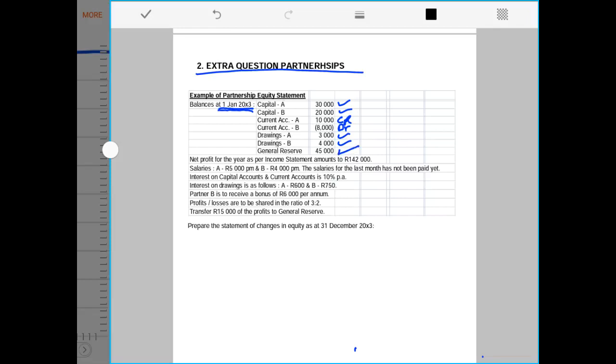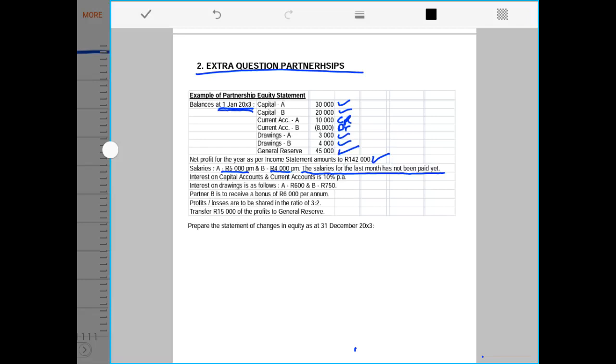Net profit for the year as per the income statement amounts to 142,000 rands. Salaries are given to be 5,000 for partner A and 4,000 for partner B per month. And we are told that the salaries for the last month have not yet been paid. That means salary of 5,000 for partner A and 4,000 for partner B are still accrued.